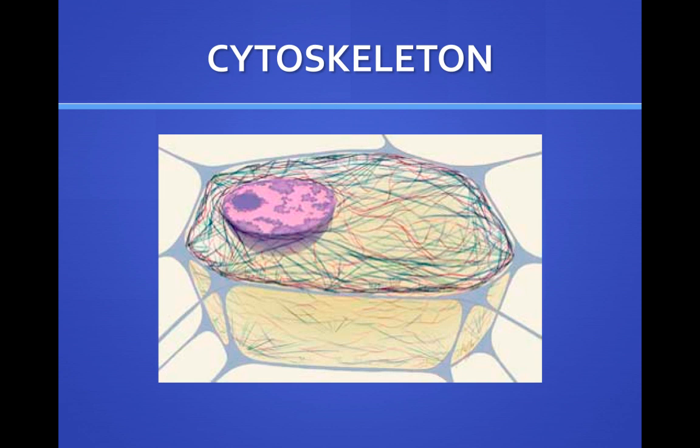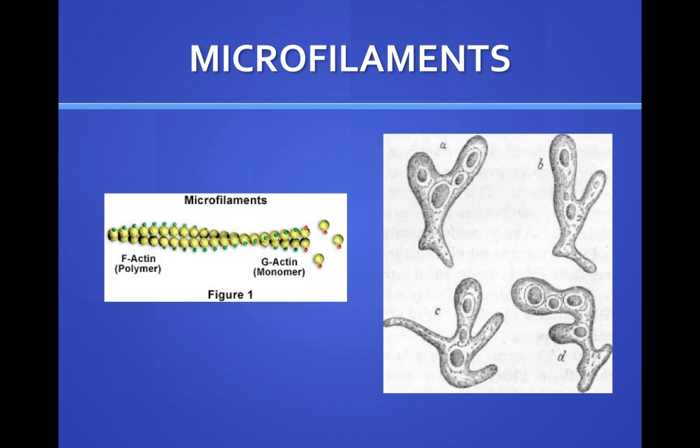The cytoskeleton is a supportive network of fine fibers in eukaryote cells. It is in the cytoplasm. It is for support and cell movement in general, but it may also mechanically transmit signals from the cell surface to the interior of the cell. There are three main kinds of fibers that make up the cytoskeleton.